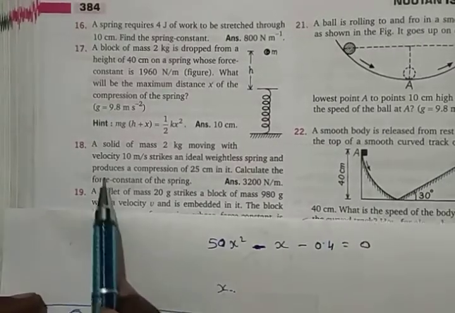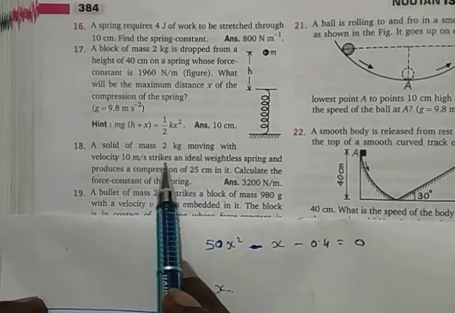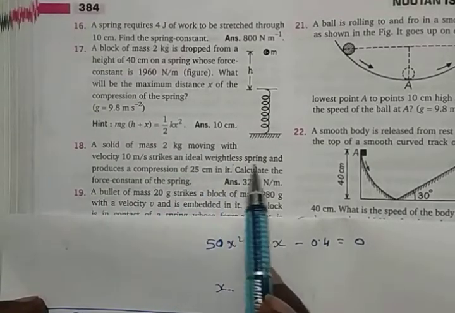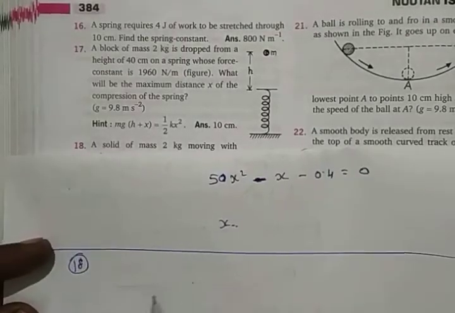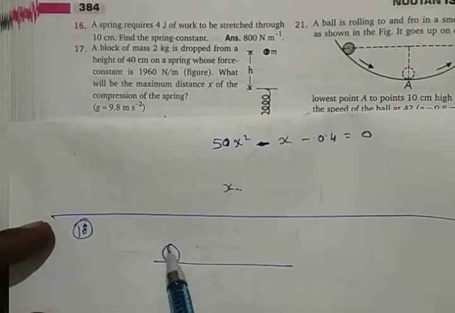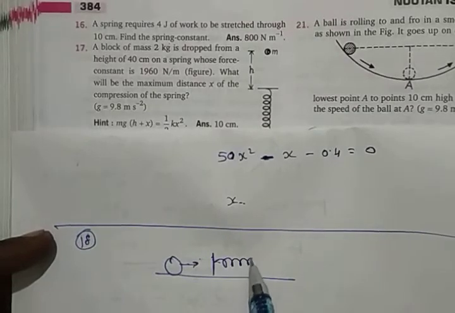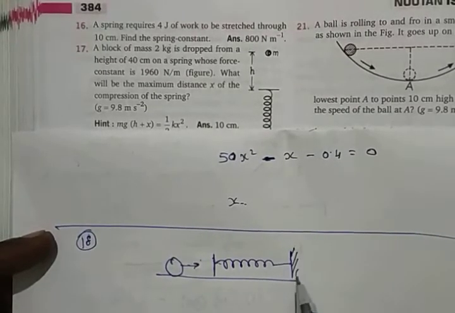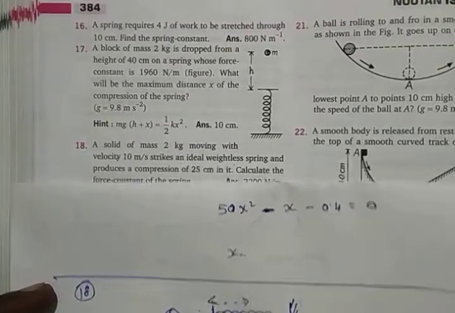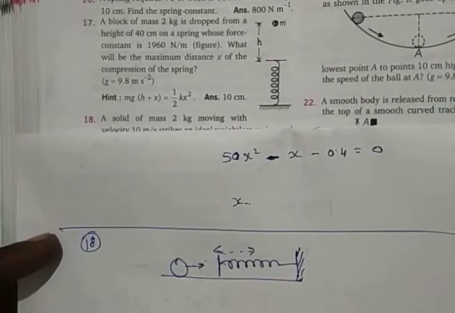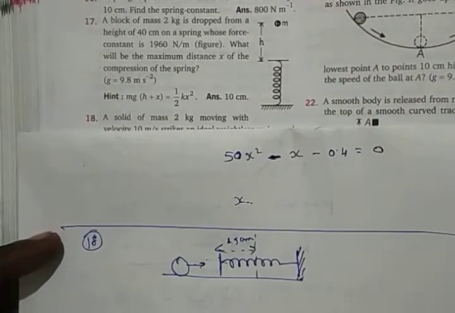Question number 18. A solid of mass 2 kg moving with the velocity of 10 meter per second strikes an ideal weightless spring and produces a compression of 25 centimeter. So maybe a solid is moving and it strikes a spring. Alright, so the spring is now already attached here. So the spring is now going inside by how much? 25 centimeter. So that's the thing which is given here.